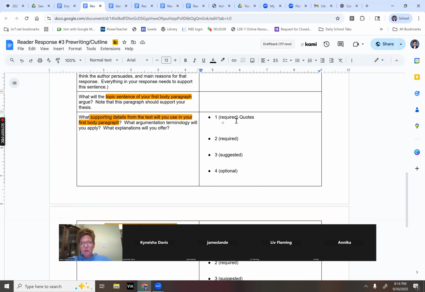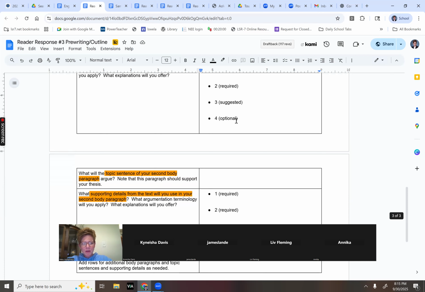Then in the next box, what supporting details from the text will you use in your first body paragraph? What argumentation terminology will you apply? What explanations will you offer? Right, this is where you're going to give us some quotes. You're going to say, okay, this quote is an example of pathos, and here's why they're using pathos. This quote is an example of ethos, and here's why they're using ethos.